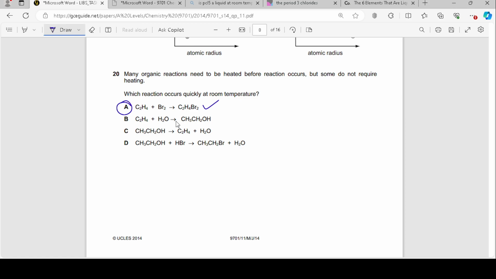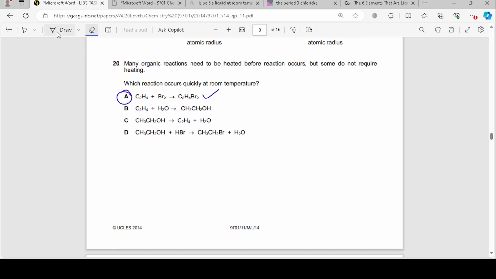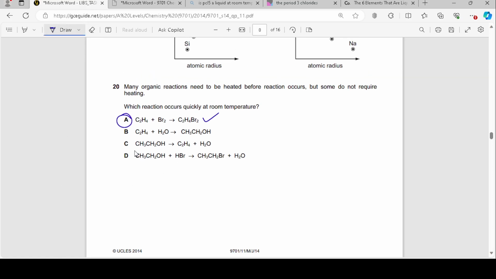As for B, you're adding water to your ethene molecule, which requires heating or higher temperature. Also, eliminating water from ethanol to give you ethene also requires heating. And then the substitution reaction here, CH3CH2OH plus HBr gives you CH3CH2Br plus H2O. That also requires heating. So all the other reactions do require heating.